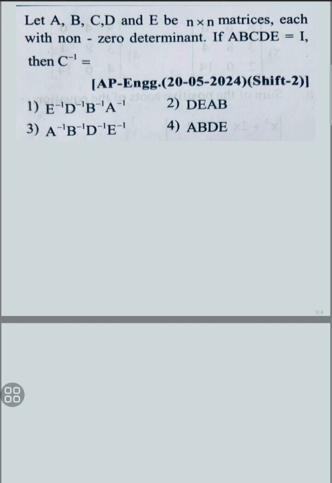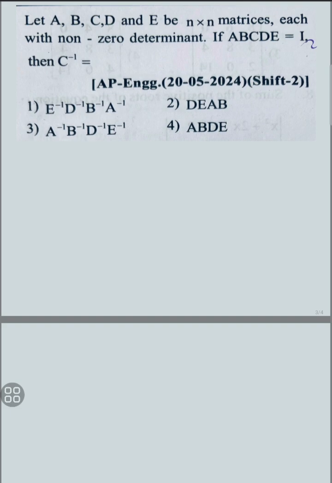In this video, we are discussing matrices, a previous MSET question. Let us have a discussion. The question is: let A, B, C, D and E be n by n matrices, that means square matrices of order n, each with non-zero determinant. If ABCDE is equal to I, then C inverse equals what?